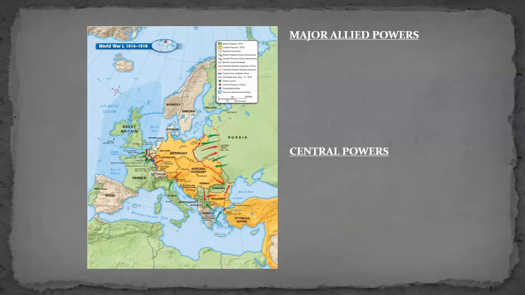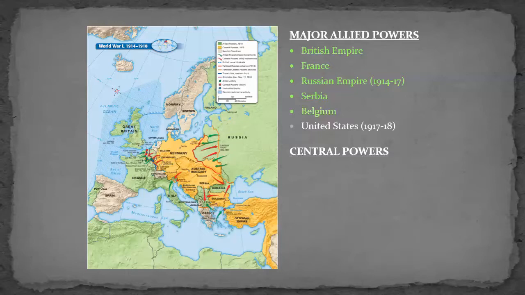Now, the major powers of the war included the major Allied powers, which were the British Empire, or Great Britain, France, Russia, or the Russian Empire, which was in the war from 1914 to 1917. They actually leave the month before the United States gets involved. Serbia, Belgium, and the United States, and to an extent Italy as well. The Central Powers included the German Empire, or Germany, the Austro-Hungarian Empire, or Austria-Hungary, Bulgaria, and the Ottoman Empire.